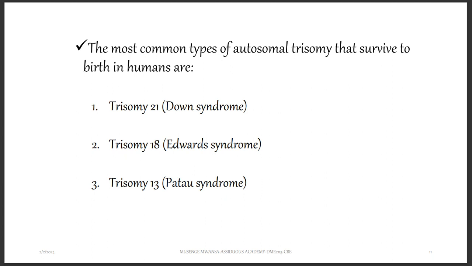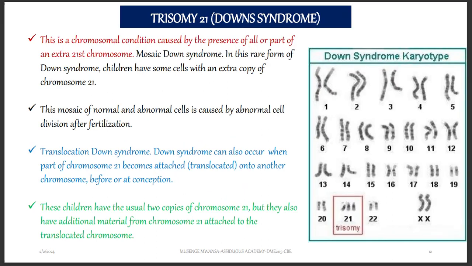trisomy 18, that is Edwards syndrome, and trisomy 13, that is Patau syndrome. So you can use DEP: 21, 18, 13. Trisomy 21, Down syndrome, is a condition that is caused by the presence of all or part of an extra 21 chromosome. It doesn't need to be all, it can actually even be just part.